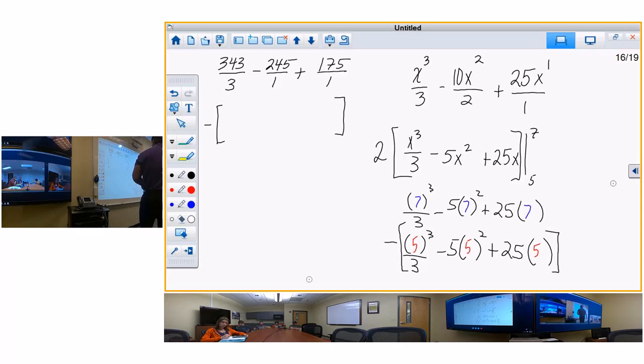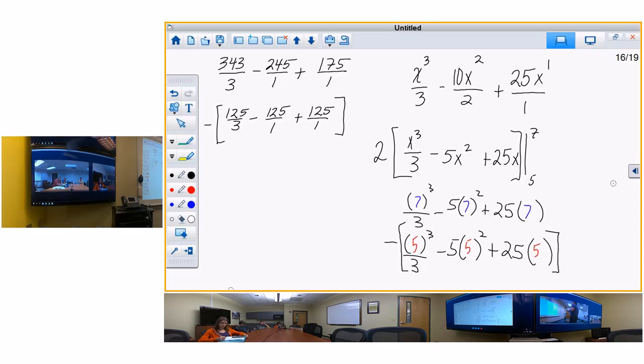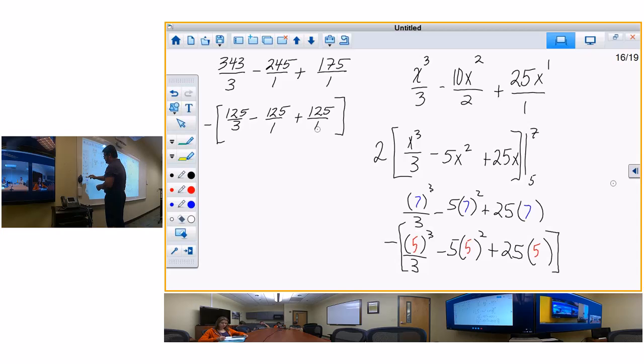All right, so 5 to the third power is 125, right? Somebody check my math. 125 over 3 minus 5 to the second power is 25 times 5 is 125. 125 over 1 plus 125 again. Is that right? Well, we know that those two cancel, so you can go ahead and cancel these two because they have a common denominator.